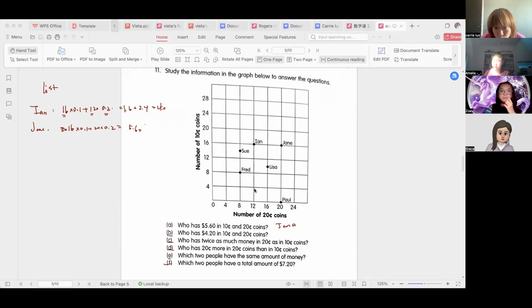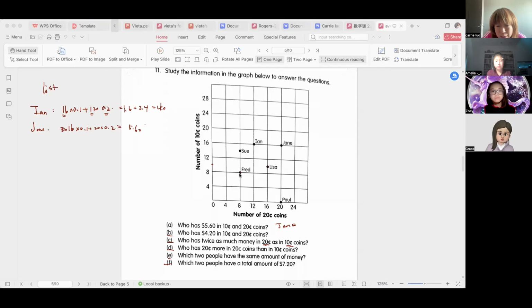Okay, who has 20 cents? So you can take a look at this one. Lisa has 16 of the 20 cents coins and has 10 of the other coins. So obviously this is not right, right? So 8 and 8. Who has twice as much in 20 cents as in 10 cents? So 20 cents and 10 cents is 2 to 1 already.